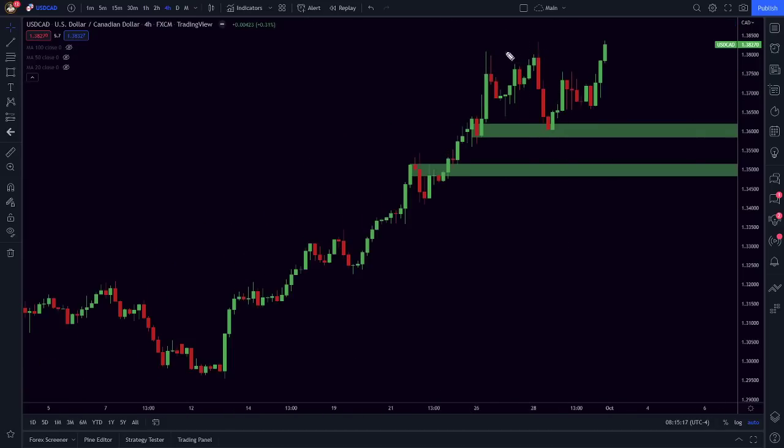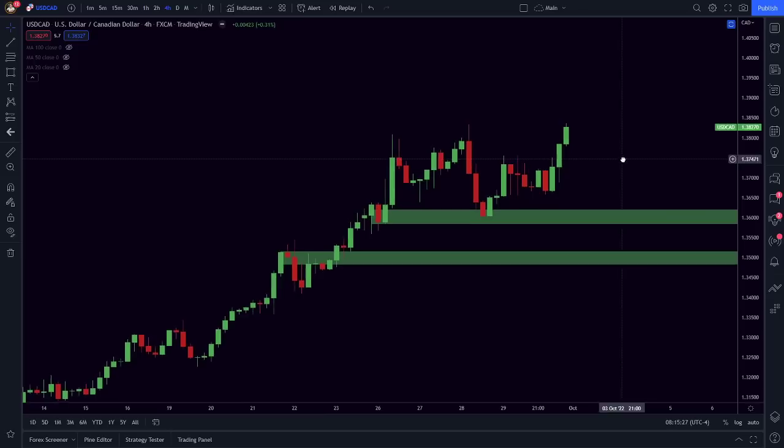So as we come up into this area here, dollar CAD looks interesting today. Could we get the breakout, right? If we get the breakout, we could just see a continuation, and there's no bounds to how high dollar CAD could go, right?